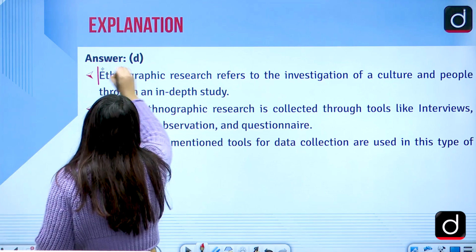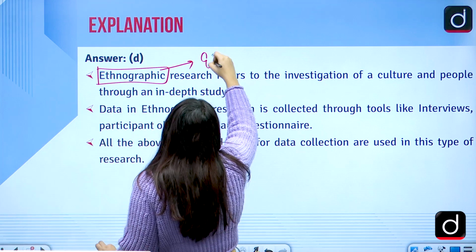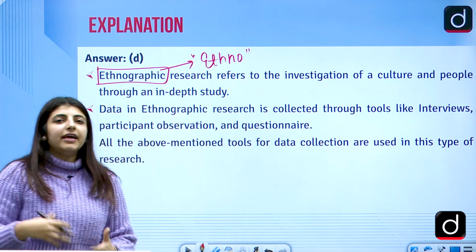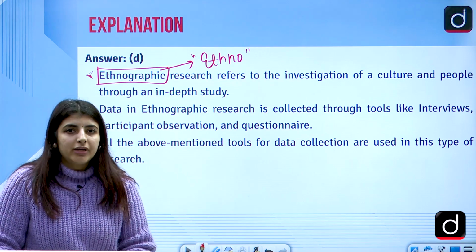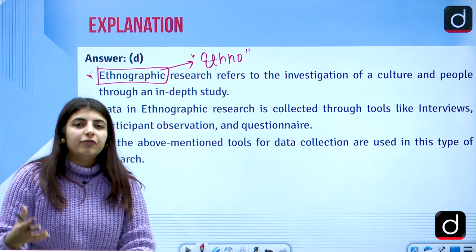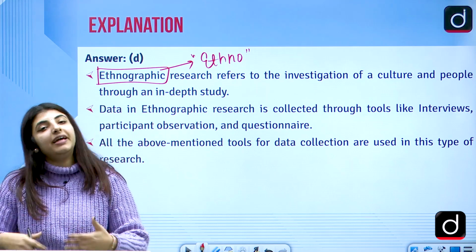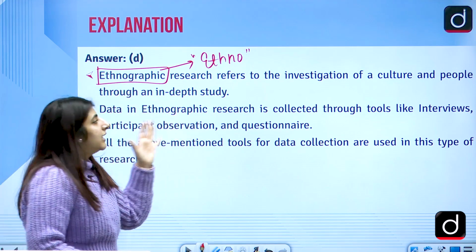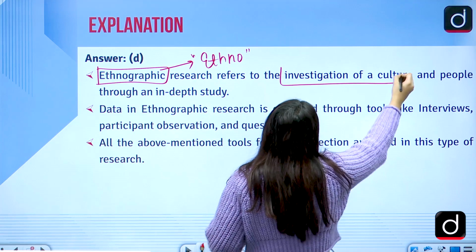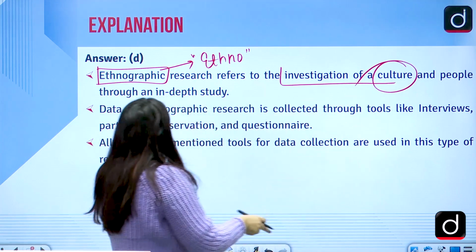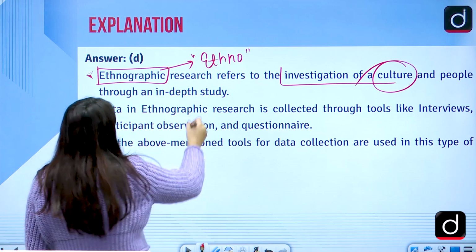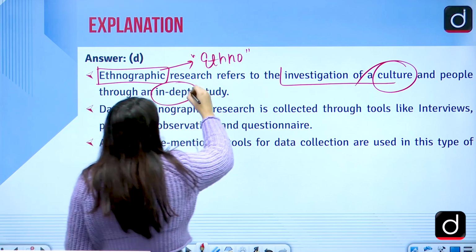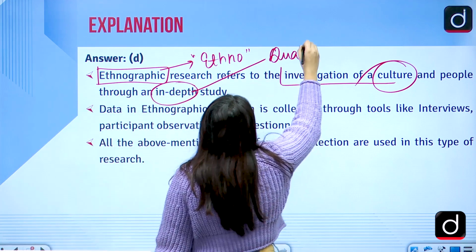So first of all, what is ethnographic research? The etymology says that it has derived from the word ethno, right? We say the word ethnic. She is wearing ethnic today, which is obviously related to culture. We say it in the Indian context, people might have different ethnicities as well, right? So ethnographic research is basically the research which refers to the investigation of a culture, people, through an in-depth study. Now, when I say ethnographic is also an in-depth study, it obviously means that it is qualitative in nature.